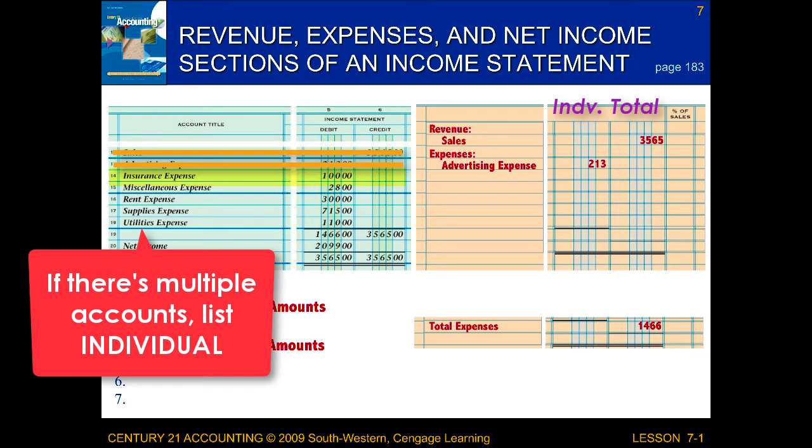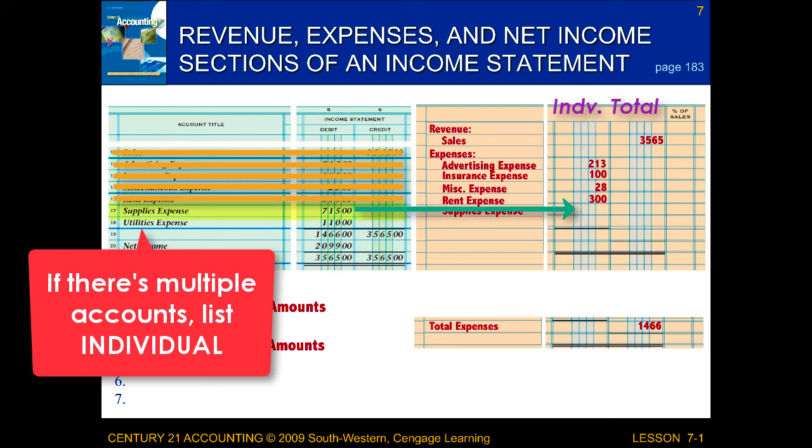The next thing I have is insurance expense. I'm going to write insurance expense. That individual amount in the individual column, 100. Miscellaneous expense. I'm going to take the individual 28, put it individually, 28. Rent expense, 300. Supplies expense, 715. Utilities expense, 110.